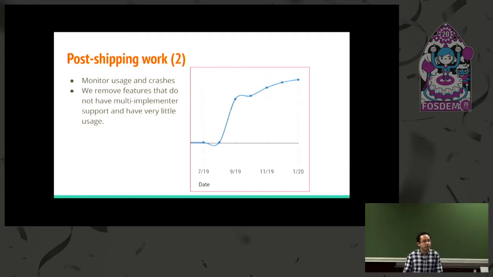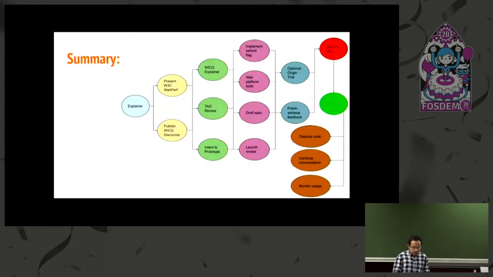And we also remove features that do not have multi-implementer support and have very little usage. That is to say that even after we ship our platform API, we may actually change our minds in the future if we see that it was actually a failure, because sometimes everyone makes mistakes, right? Even us. So, a very simple process.